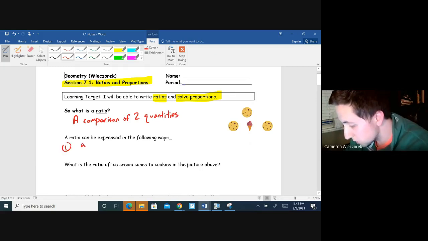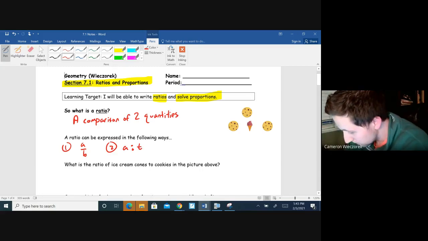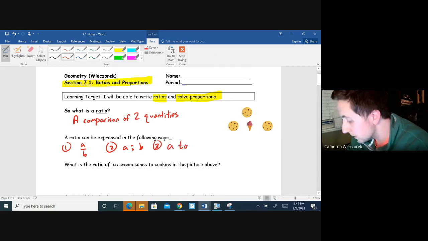You can write it as a fraction, a over b. You can write it with a colon, which we would read a to b. Or you can actually write that with the word to, a to b. These all mean the same thing, but you always want to make sure that you reduce, simplify the ratio.